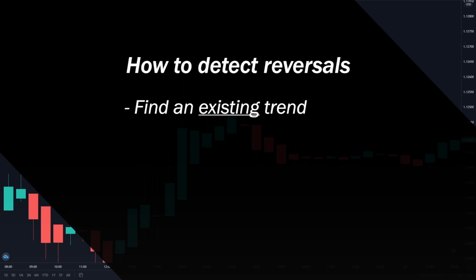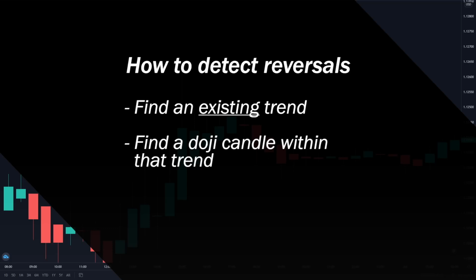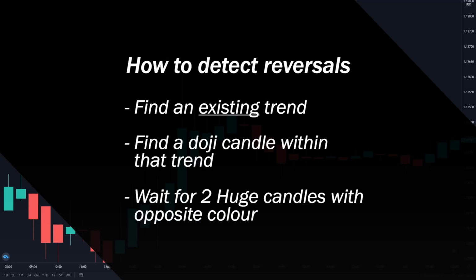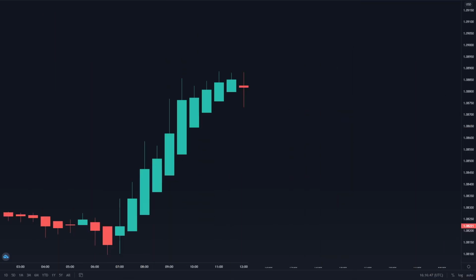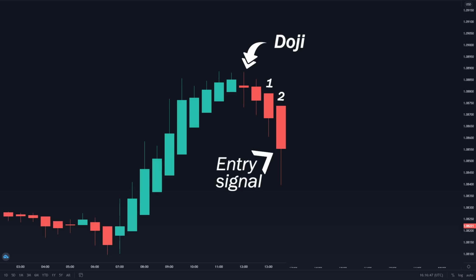The first step is to find an existing trend. The next step is to find a doji candle within that trend. The doji can be in any color as long as it's a doji. The final step is to wait for two huge candles that are in the opposite color of the trend to appear. Like in this example, in this chart, we have an existing uptrend and a doji candle. So what we want to do is wait for a candle with the opposite color of the trend, in this case, a red candle to appear 2 times, and both of the candles need to have only one shadow. This will be our entry signal. In this case, we take a sell position.